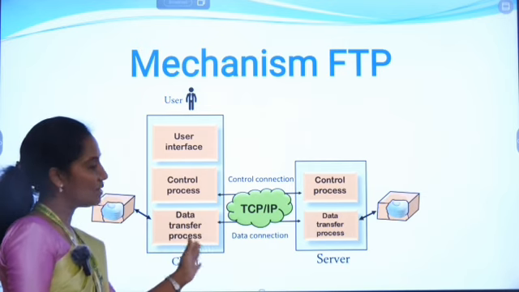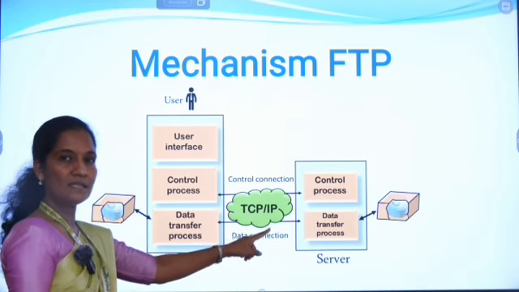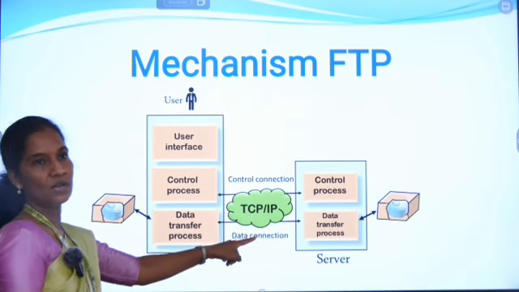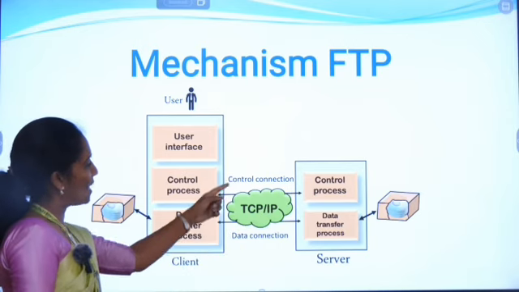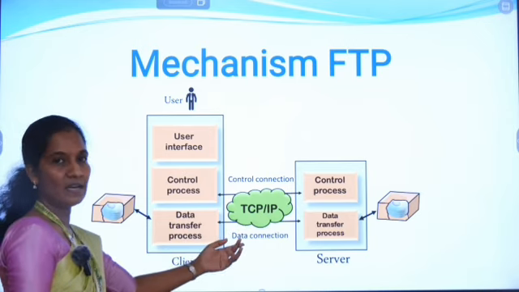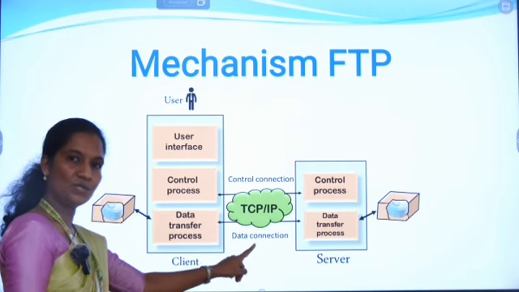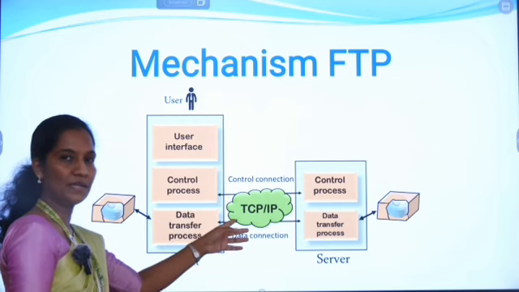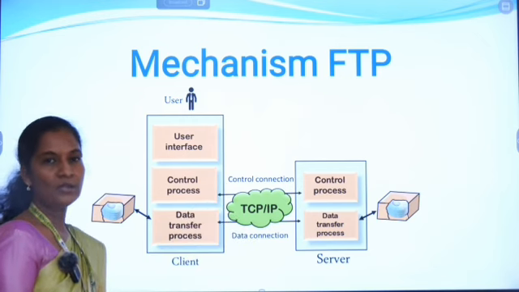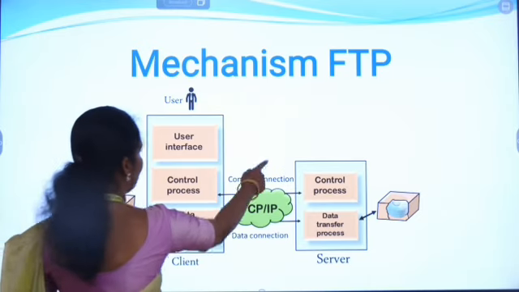So for establishing this connection, we are using a TCP/IP protocol. This TCP/IP protocol is used to transfer the file from one end to the other end. Here 2 connections are used. As I said earlier, we are going to use 2 connections. One is called data connection, which is used for data transferring, and the second is called control connection, which is used to get control information like commands and responses.